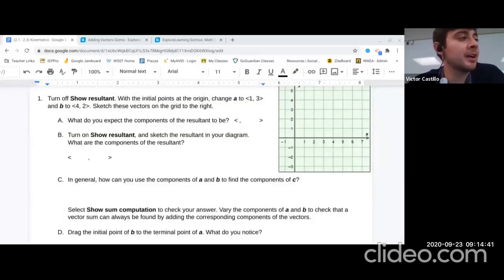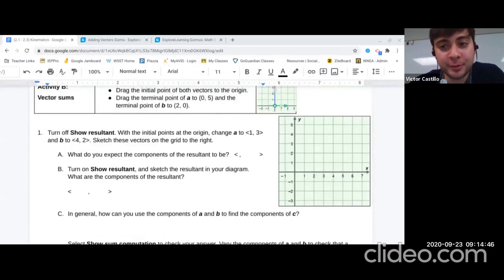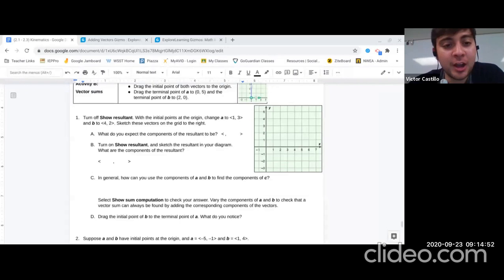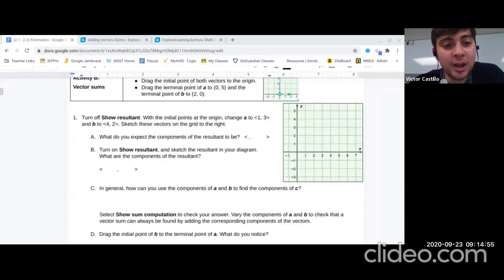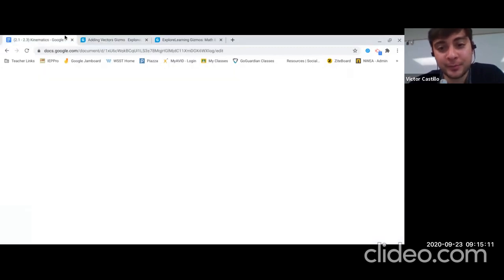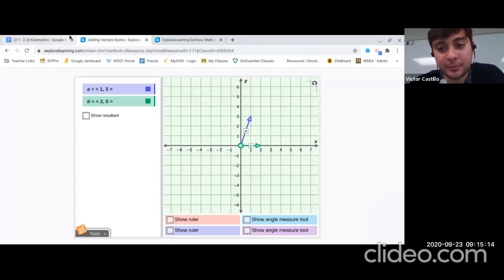Awesome. Let's go over the first one right here. It says for this activity, turn off show with the initial points at the origin, change A to 1, 3, and B to 4, 2. Change A to 1, 3: one to the right and 3 up. Then for B, change it to 4, 2. Your screen should look a bit like that.